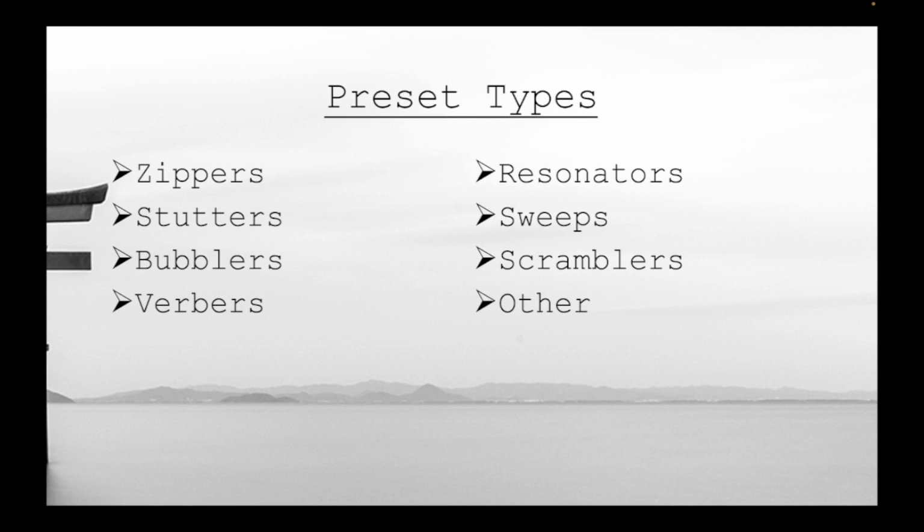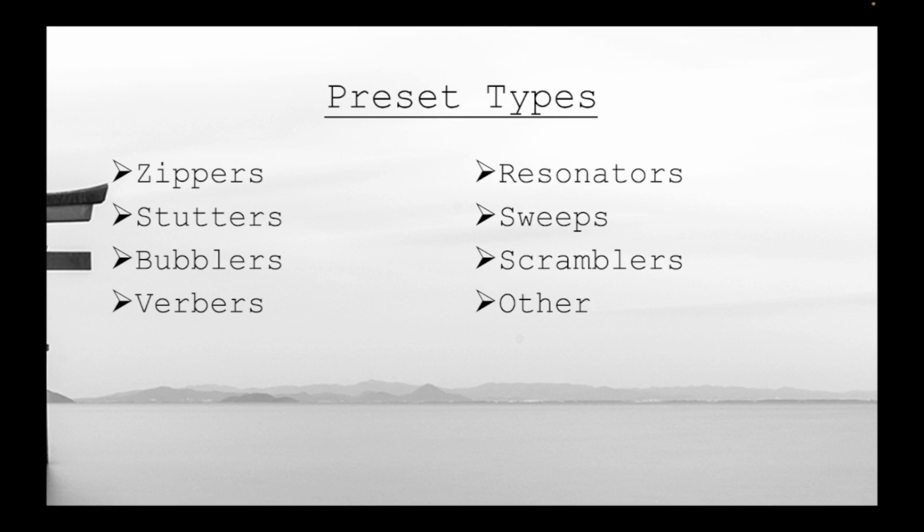At the moment, I'm categorizing presets into the following categories. Zippers, like the effect we just made, get denser and louder towards the max delay time. Stutterers are the opposite, starting out loud and then petering out. Bubblers utilize the pitch effect. Verbers use a large number of delays to simulate a reverb effect.